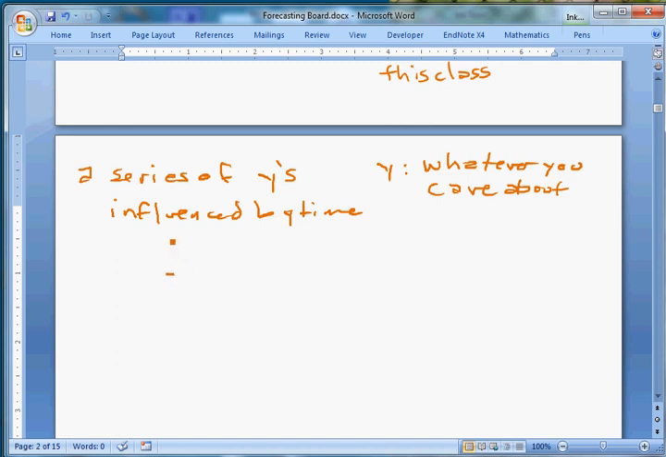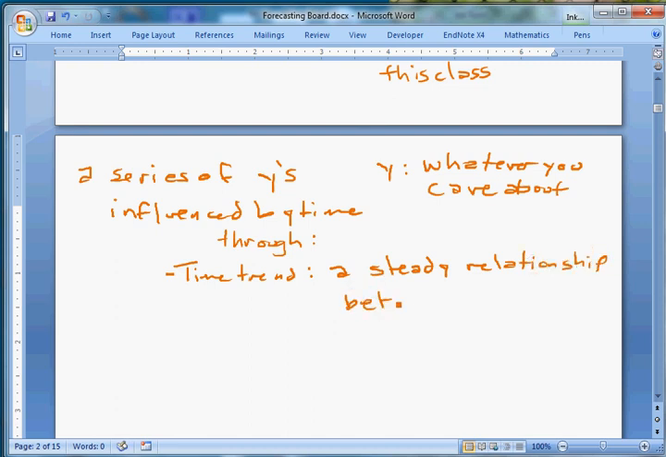But we think y is influenced through one of these four sources. One is the time trend. This is a steady relationship between y and t, where t is time. So we think there's a steady relationship between y and t.